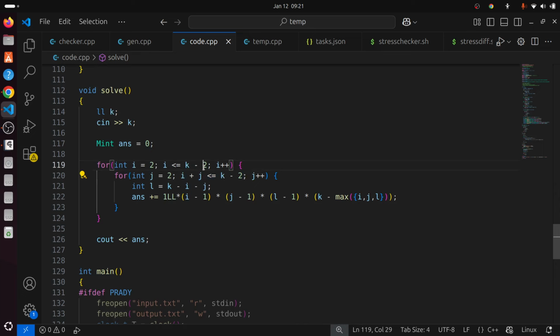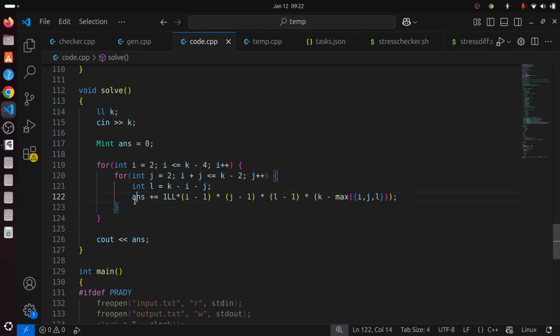So actually I could end this at k minus 4 as well, but anyways, that doesn't really matter. So if I have i and j as this, I can calculate the third value, which is l, that is k minus i minus j, because their sum has to be k, right?